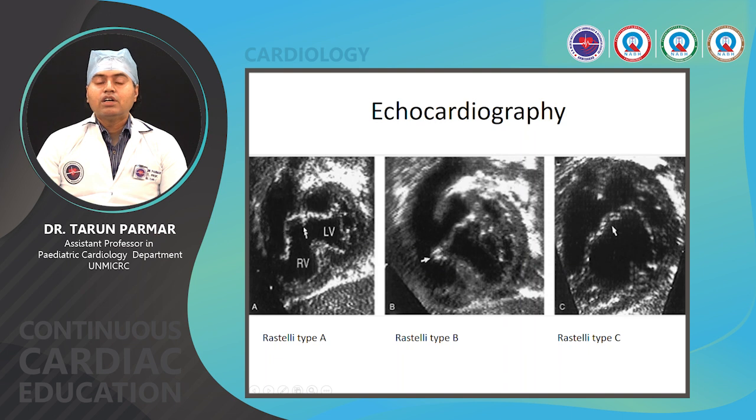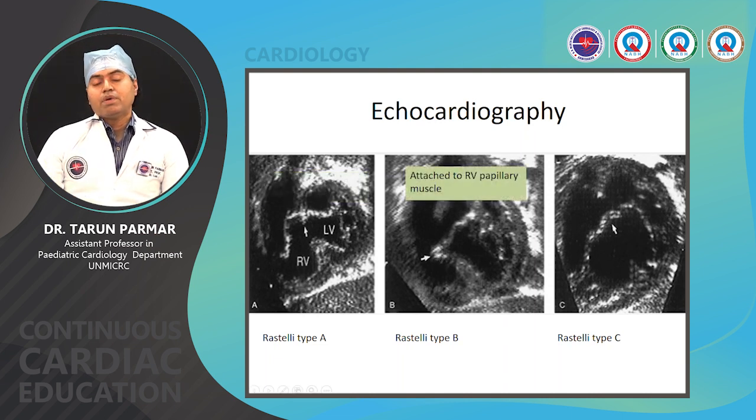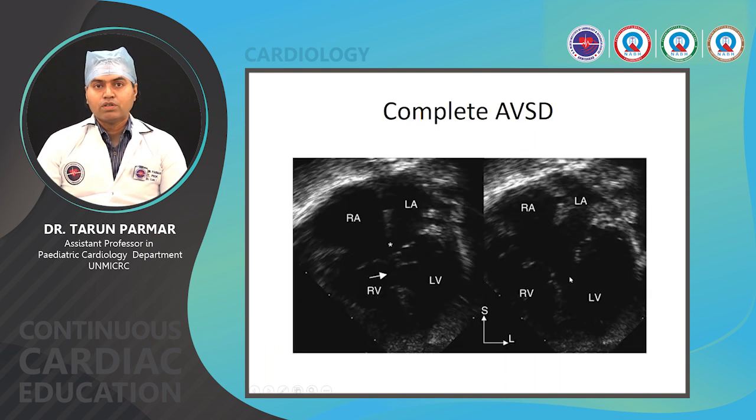You can clearly see the superior bridging leaflet is attached to the crest of the interventricular septum by dense chordae. This is a Rastelli type B, in which it is partly attached to the interventricular septum, and mainly it is attached to the RV side, to the RV papillary muscle on the septal surface, and this is the free floating, and the chordae is attached to the RV free wall.